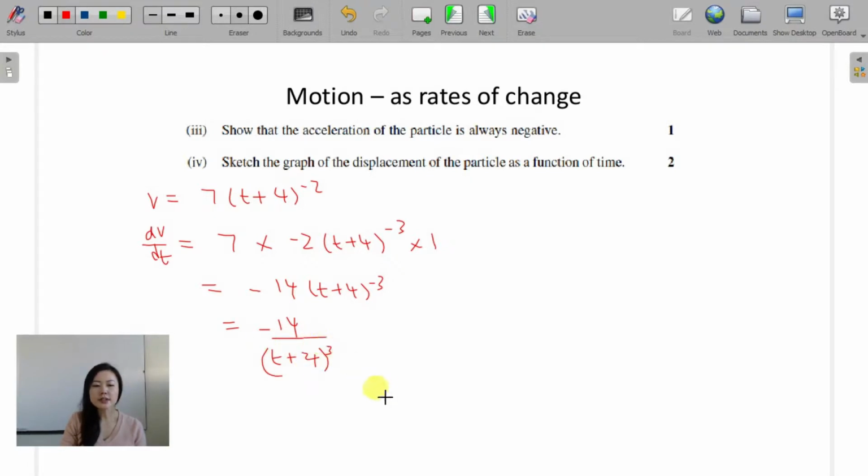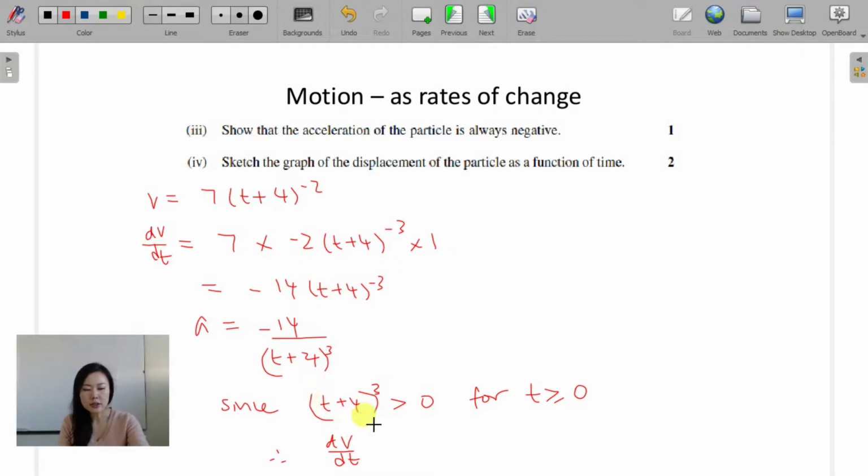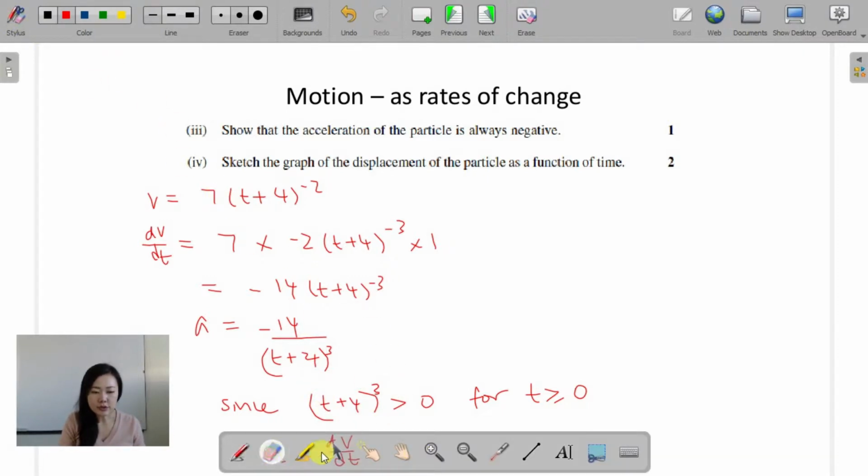Alright, so it's important you explain why this is always negative. It's not just because of the minus 14, it's also because t plus 4 itself is always going to be greater than 0 for t positive. Time is always positive in these questions, so as long as t is greater than or equal to 0, this thing is going to be above 0. So basically you have a negative number divided by a positive number, so that means your acceleration, so actually I'll just label that acceleration just so that there is less confusion around that.